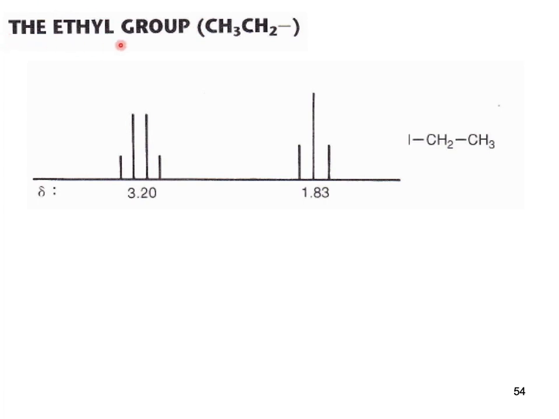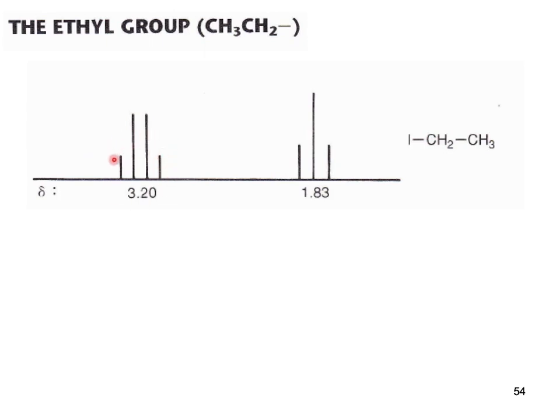This one, the ethyl group, right? So the ethyl group gives the information about this CH2, and this gives the information about this CH3. For this CH2, how many nearby protons? 2. 2 plus 1, 3. That's why it is split into a triplet. And for this CH2, the nearby protons are 3. 3 plus 1, 4. It will split into a quartet.